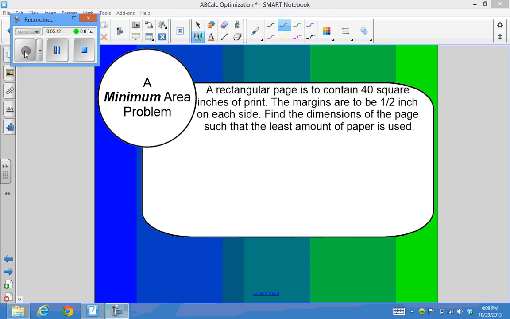The problem says a rectangular page is to contain 40 square inches of print. The margins are to be 1/2 inch on each side. Find the dimensions of the page such that the least amount of paper is used.